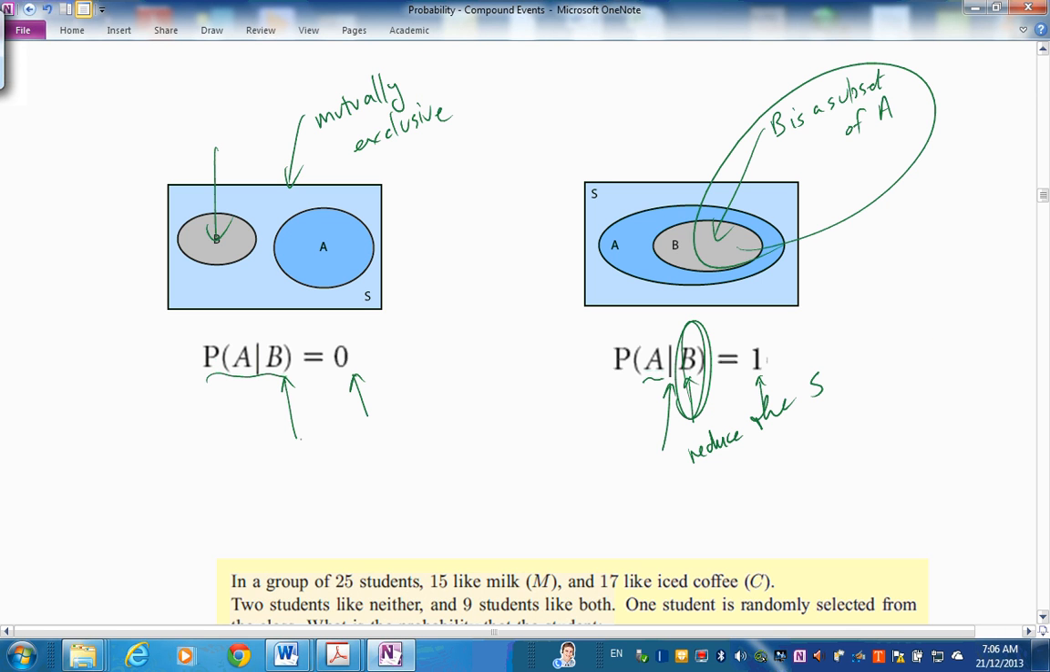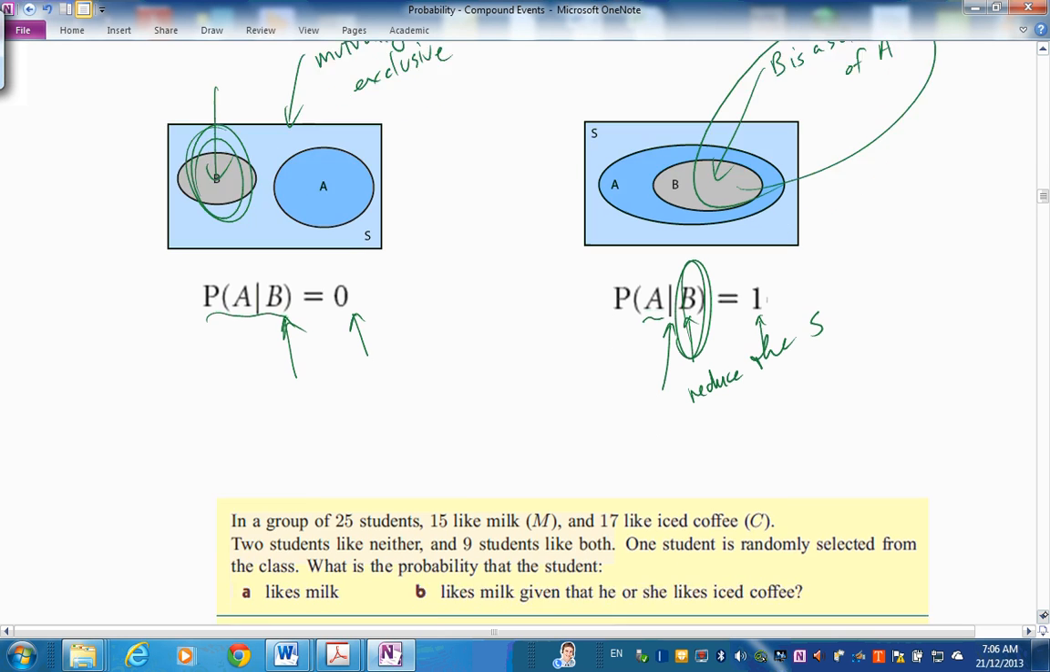Over here, given that B has occurred, you're reducing the sample space only to this one. Therefore, it's not possible for A to occur. Getting the idea? I hope you are, particularly from a Venn diagram. That's very helpful to get your head around this. Okay, let's do another example.